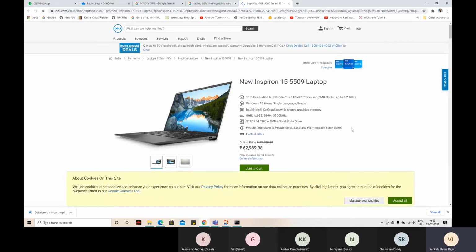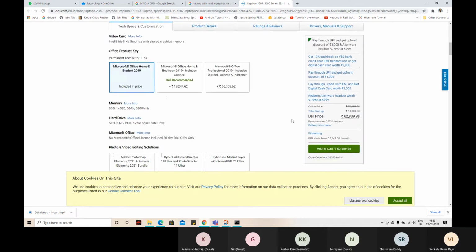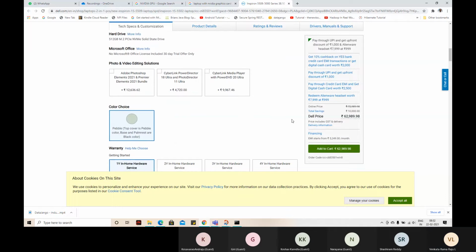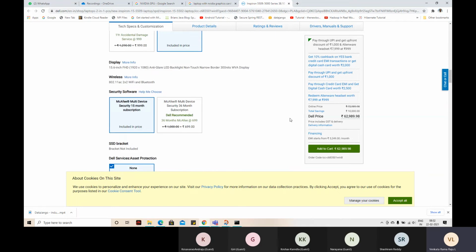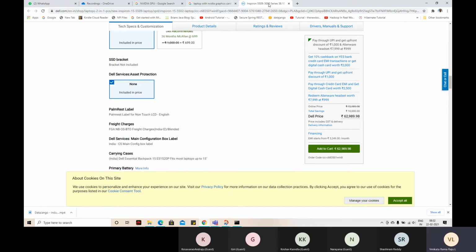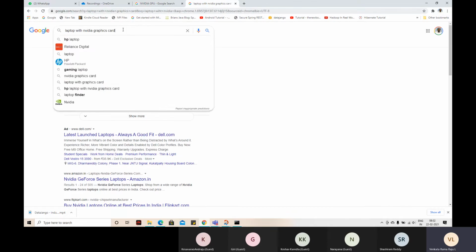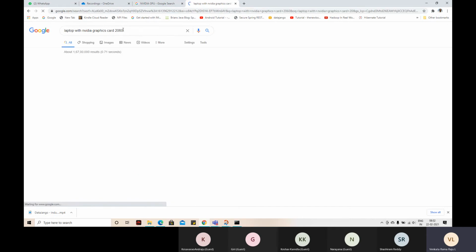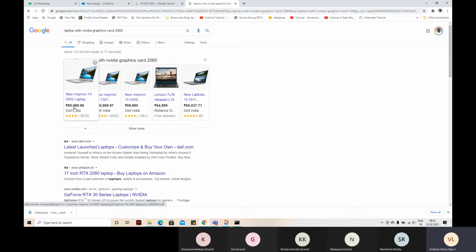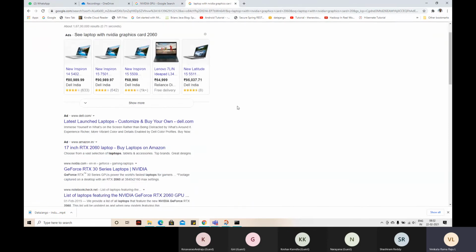Okay, so there are some laptops at around 60,000. I wanted to show some GPU models also. 2060, 2080, those laptops are coming now, right? They are around 80,000, 90,000.